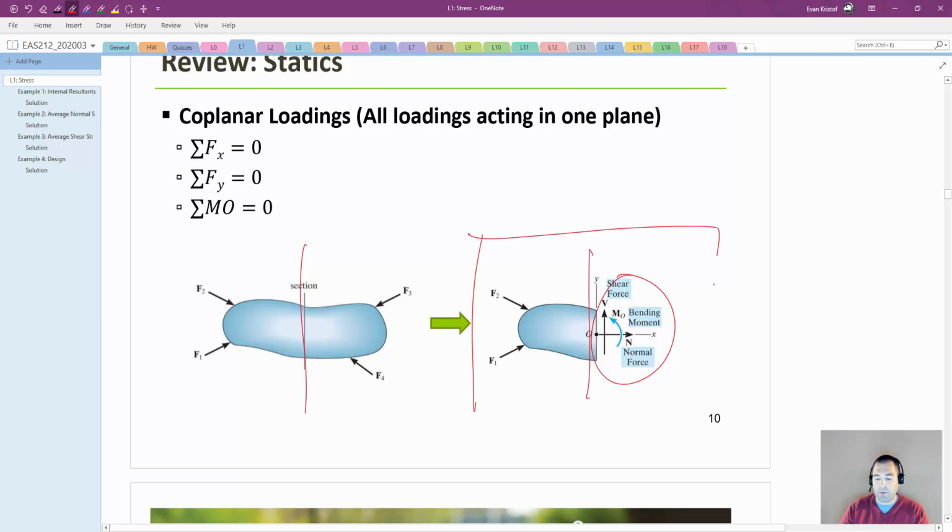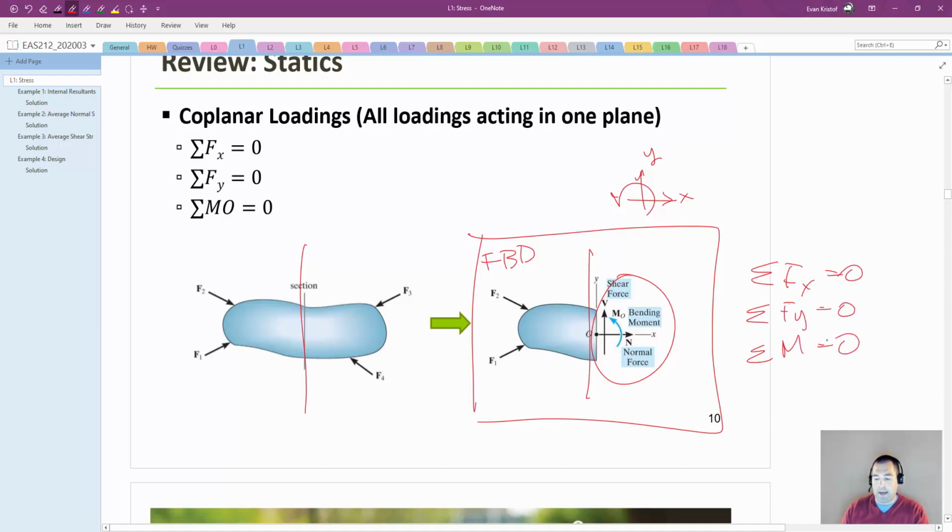And then this would just simply become our free body diagram, right? Show my coordinate system, use equilibrium, and those three equilibrium equations along with a proper free body diagram would allow me to calculate V and M and N based off geometry and these external loads. That's the fundamentals of how we use statics to figure out the internal resultants on a section cut.